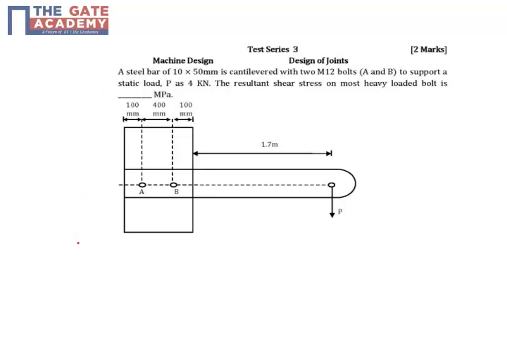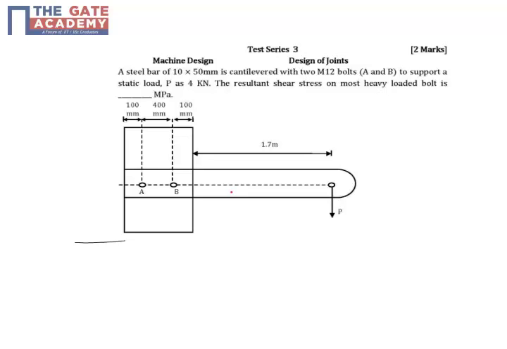Okay, so let's discuss a question from machine design. This is basically a bolted joint question. You have a cantilever arm, a steel bar, which is bolted to a support at A and B, and you have a load that is getting applied as shown.